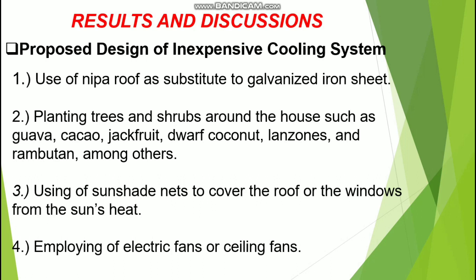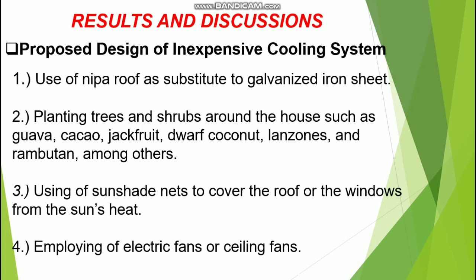Number 2, planting trees and shrubs around the house such as guava, kikayo, jackfruit, dwarf coconut, lansones, and rambutan, among others. Kamal 2010 revealed that trees can be utilized to provide shade for roofs, walls, and windows. Trees can reduce surrounding air temperatures by up to 5 degrees Celsius by shading and evapotranspiration, the process by which a plant actively releases water vapor. Plant trees and shrubs in such a way that breezes are directed, according to Energy Efficiency and Renewable Energy 1994.